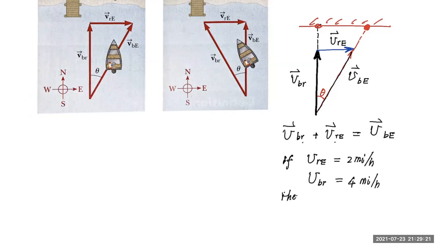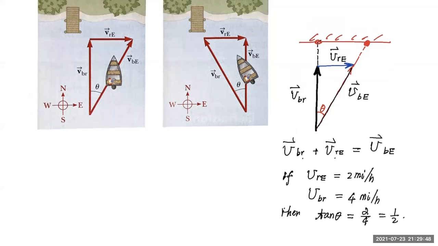Then you have tangent theta equals what? 2/4, which is 1/2. From that, you can find what the angle is. Okay, this is the actual direction of motion of the boat. So if you ignore the fact that the water current is going to carry the boat somewhere downstream, and you just keep on heading the nose of the boat right across, perpendicular to the flow direction of water, you are not going to end up where you wanted, which is here. You're going to end up somewhere downstream, which is there.